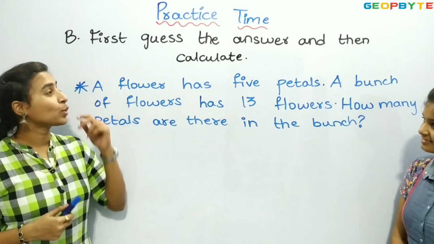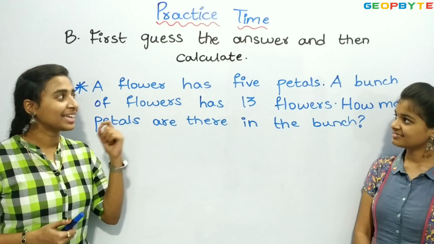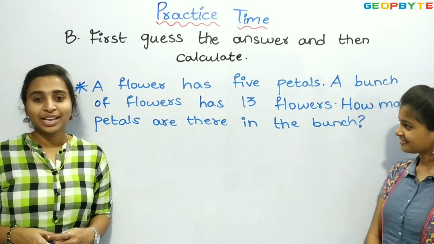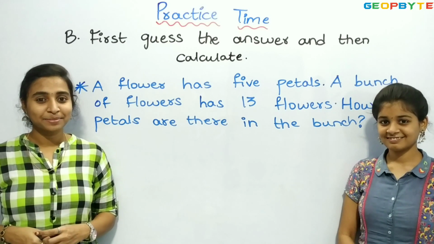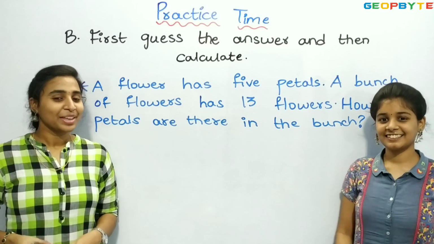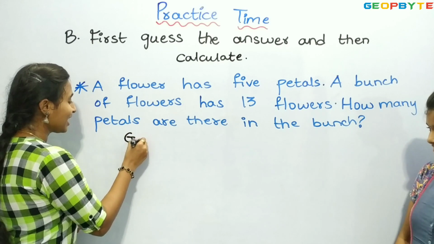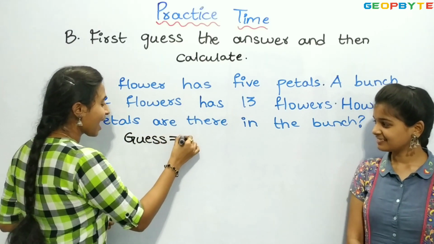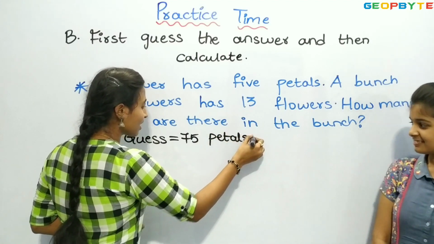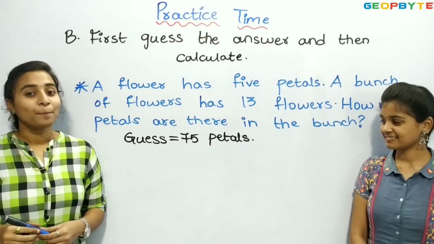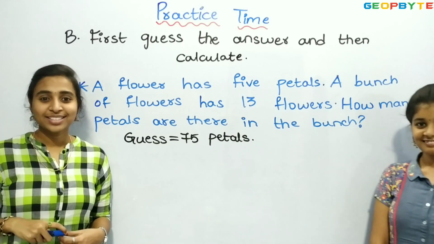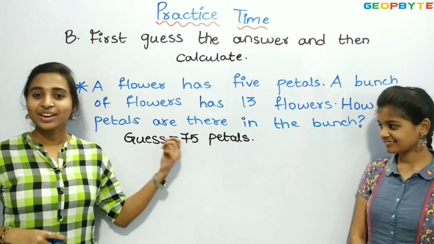Children, as the question is given, first we guess, right? Let us guess. How many petals would be there in this bunch of flowers? I guess 75 petals. Okay, let us write guess as 75 petals. This is our guess. But now let us calculate how many petals are there. Let us see whether this is correct or wrong.